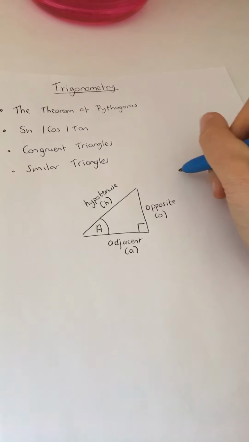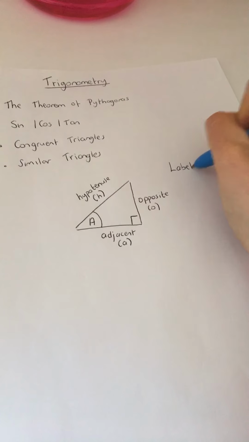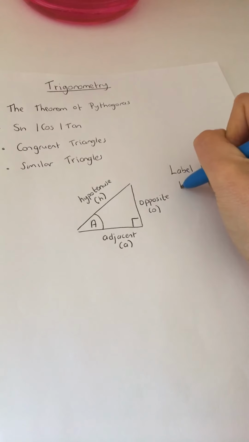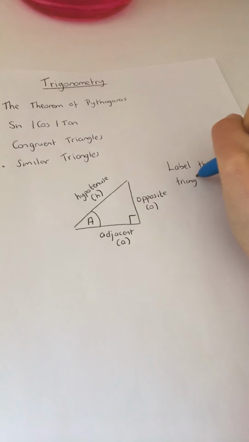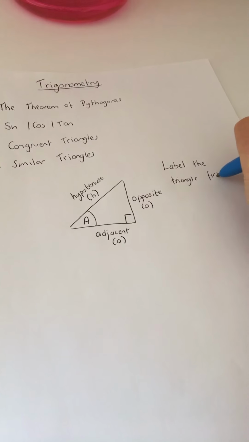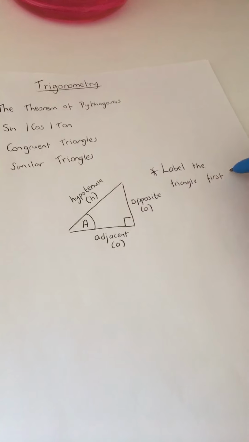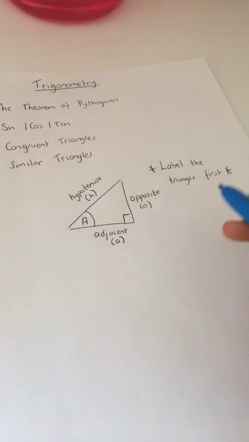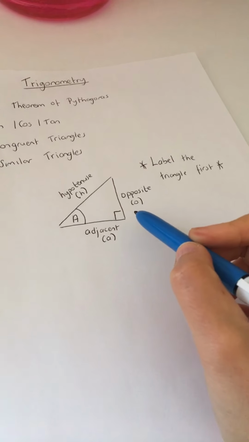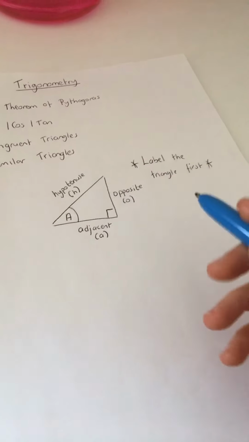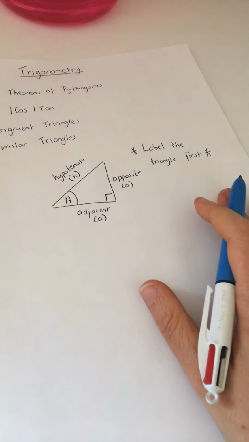So always label the triangle first. Always, always, always. You might get marks for labeling it. I have seen it before where they give marks for labeling it correctly.